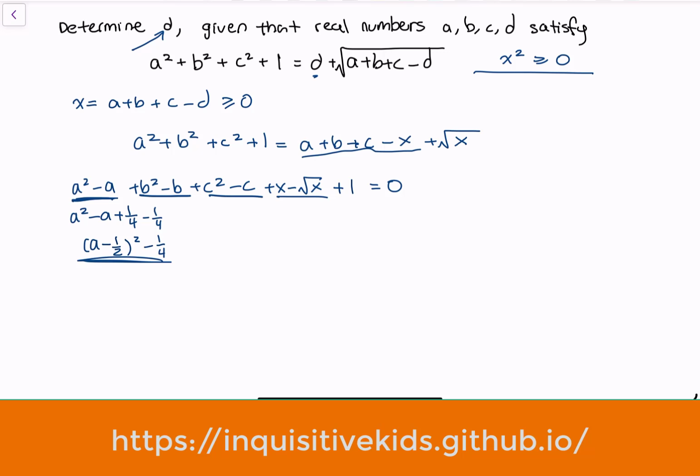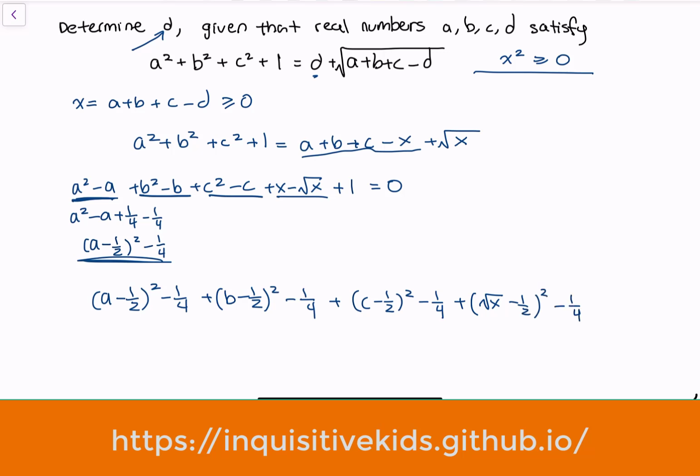Now we're going to do that for every single variable. So we get a minus 1/2 squared minus 1/4, plus b minus 1/2 squared minus 1/4, plus c minus 1/2 squared minus 1/4, plus square root of x minus 1/2 squared minus 1/4. And don't forget the plus 1. Now we have some extra minus 1/4. But that's all right because they're a constant and constants are easy to handle.